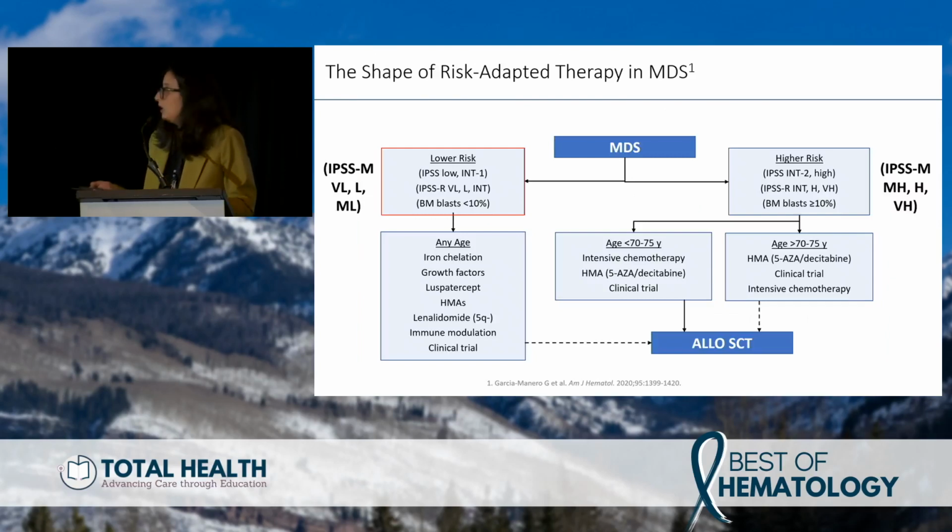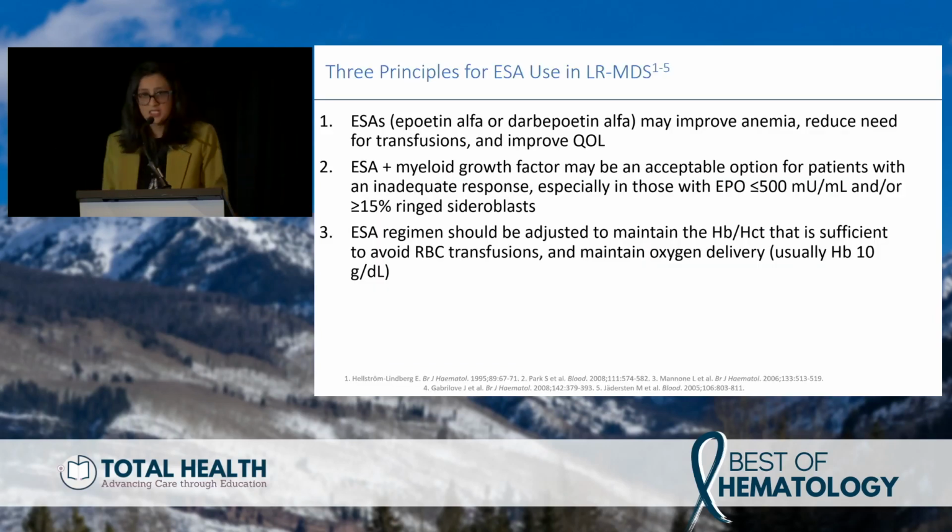So let's talk about what our current treatment options are now for low-risk MDS as well as high-risk MDS. We will go through some of these options for low-risk MDS now. So the ESAs still stand strong in this age of targeted therapies. These are important drugs, epoetin alpha and darbepoetin. They do improve anemia, and they do reduce the need for transfusion and improve the quality of life.